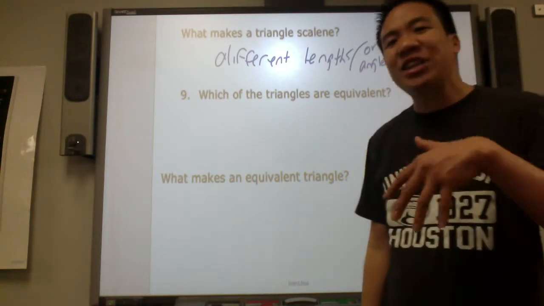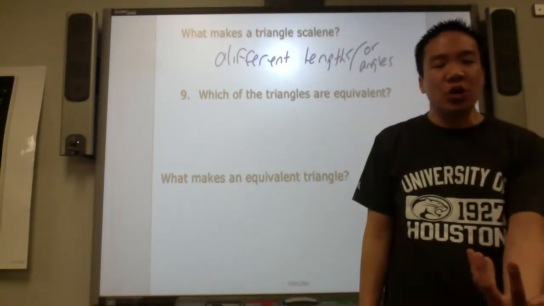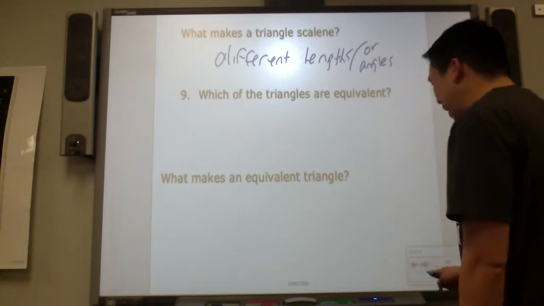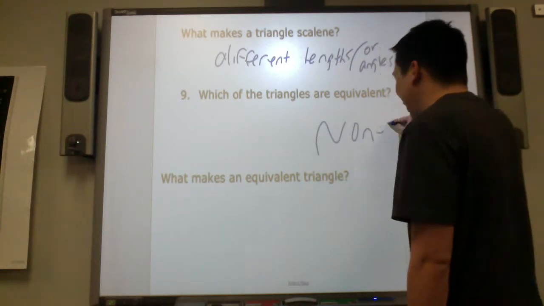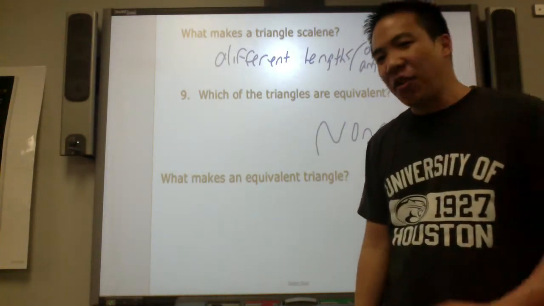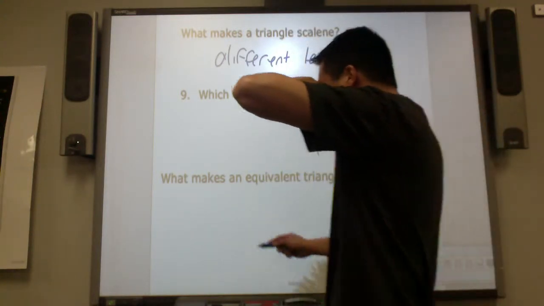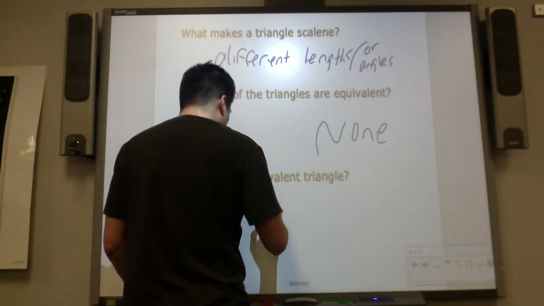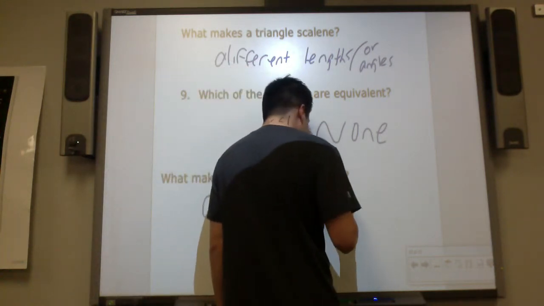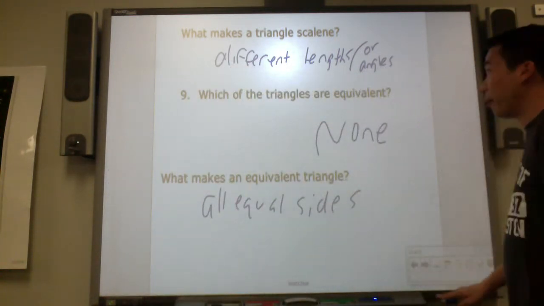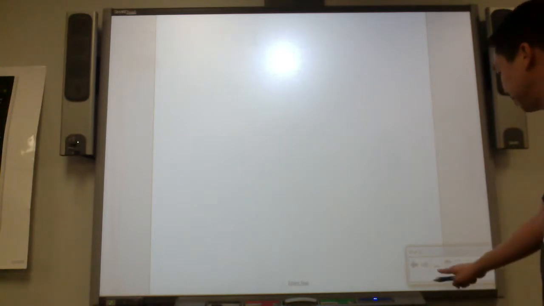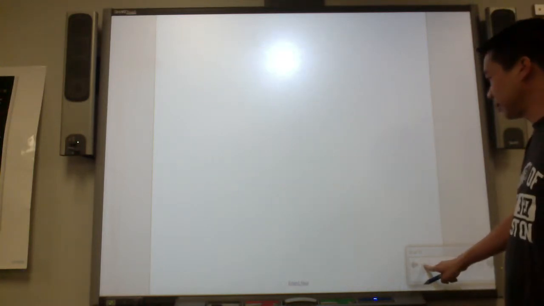Which of the triangles are equilateral? Equal. Everything's equal. I don't believe there are any. I don't think any of them have all three sides equal. What makes an equilateral triangle? All equal sides.